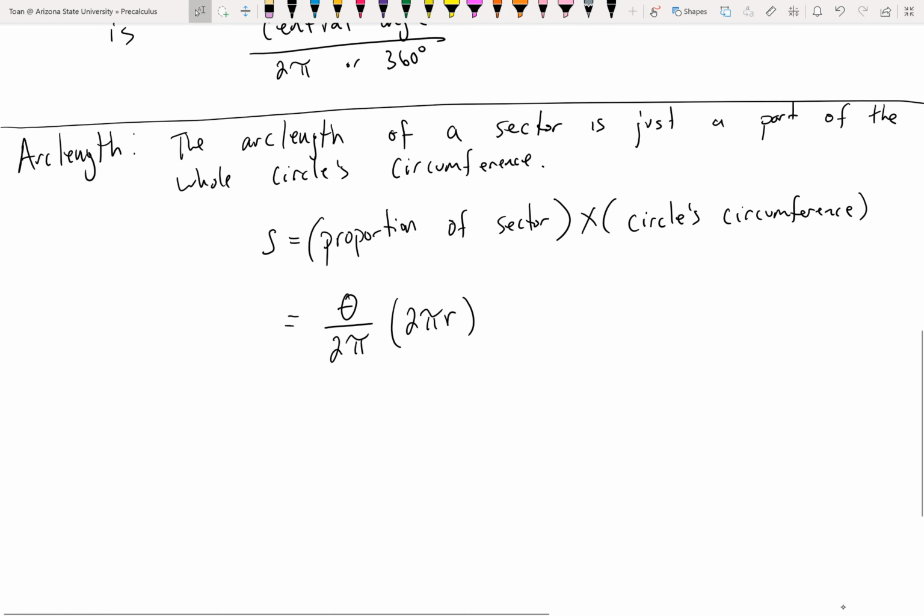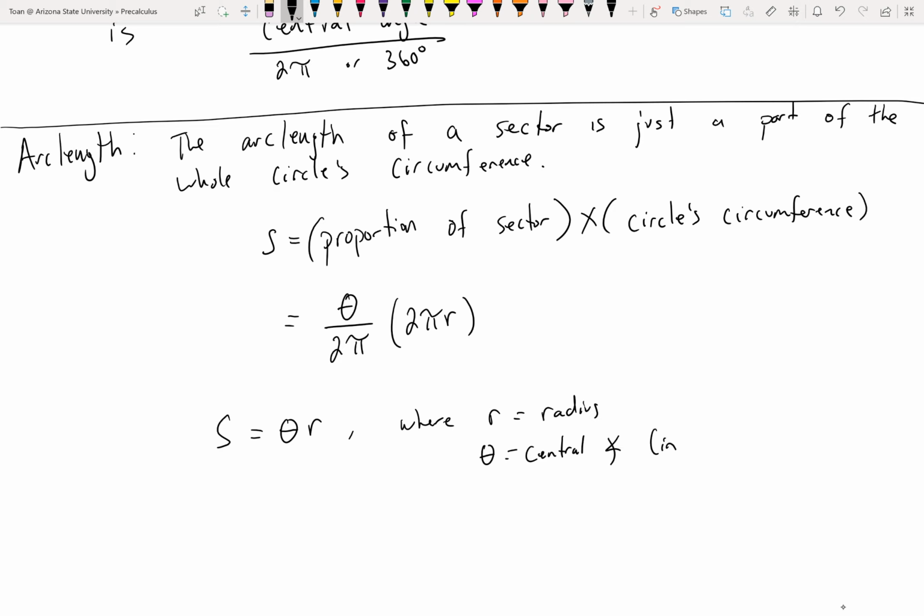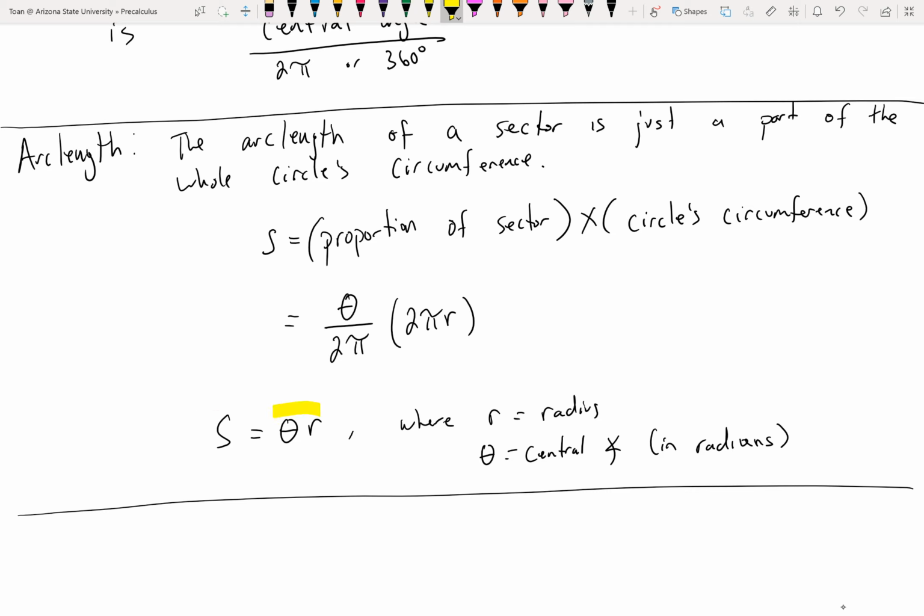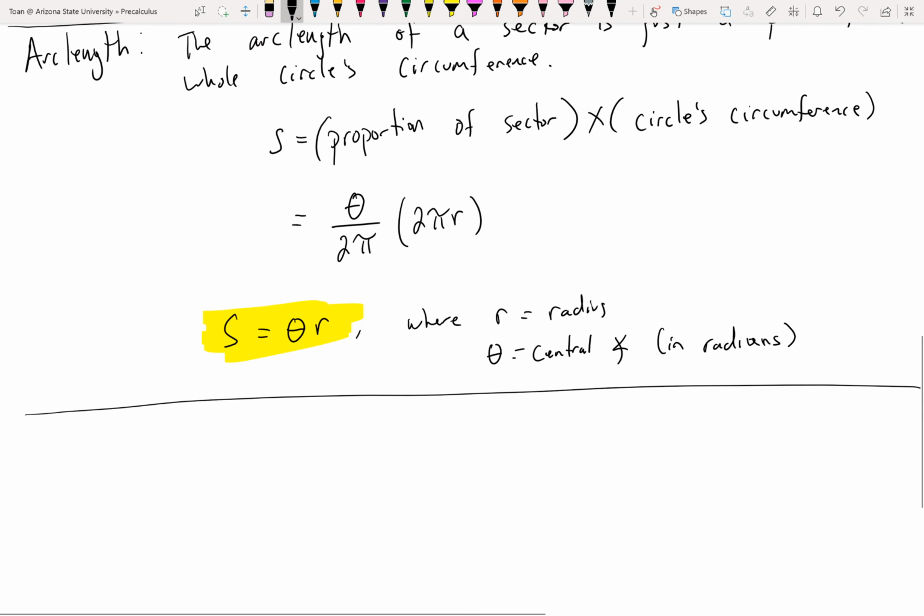Therefore, we have the formula S equals theta r, right? Where r is the radius, theta is the central angle. Now, we developed this formula using radians. So you can only use this formula here if your angle's in radians. You can do the same thing for degrees. You can come up with your own formula for degrees, but all you got to do is simply divide by 360 instead of 2 pi. But I'm going to leave that as an exercise to yourself. Or if you ever had a degrees problem, just convert the thing into radians.